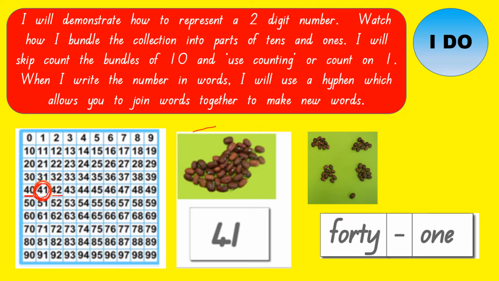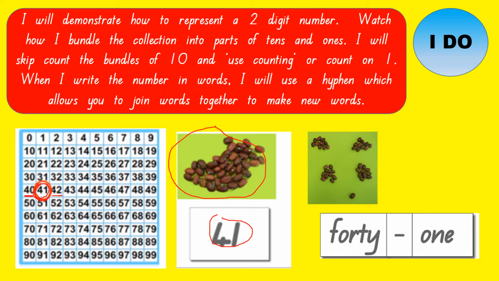Now watch how I have bundled this into one big collection. I counted out 41 beans. This is how I write the number 41. I wrote it with the number 4 and a 1.